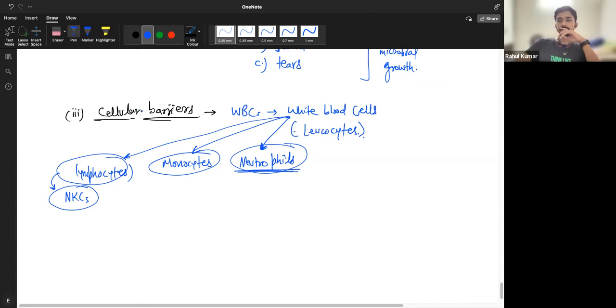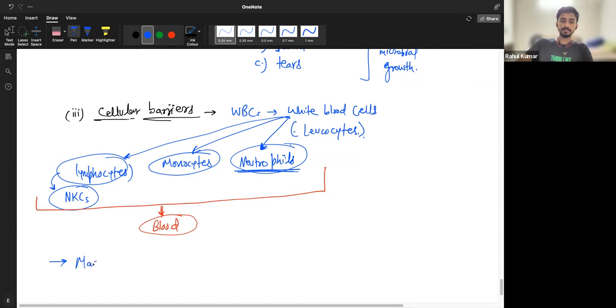And then there are some things which are called macrophages. So these all are present in blood. All the leukocytes are present in blood. So these cells are in the blood tissue. Apart from these cells, cellular barriers also happen through macrophages.